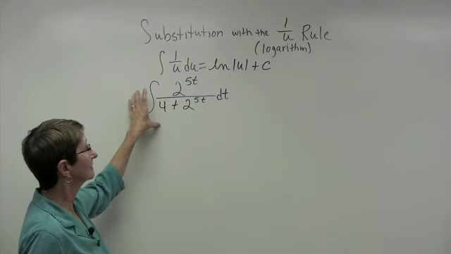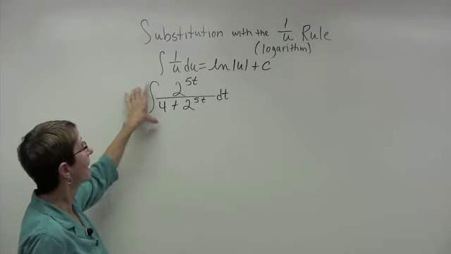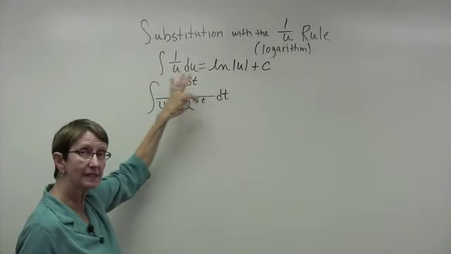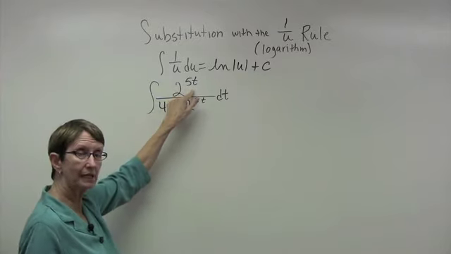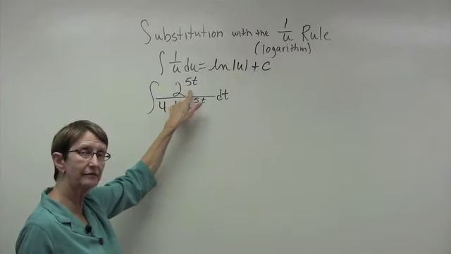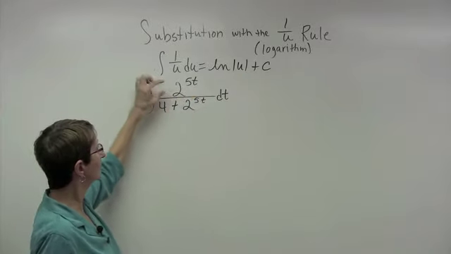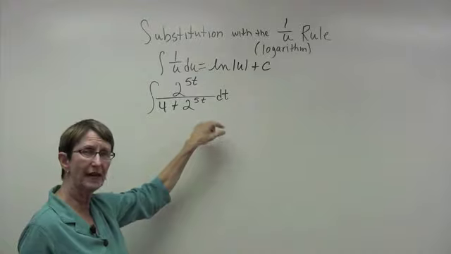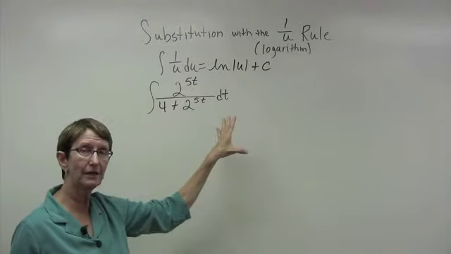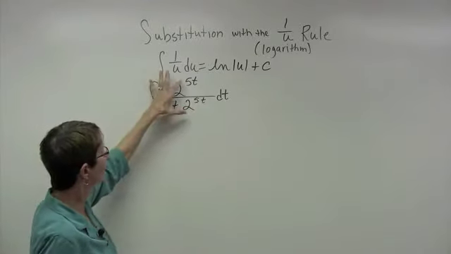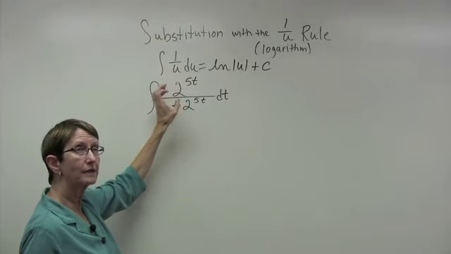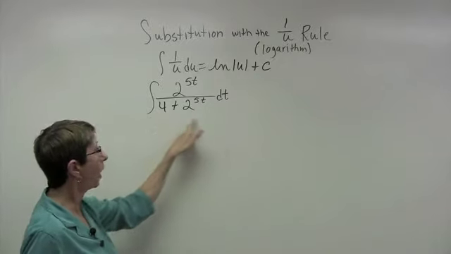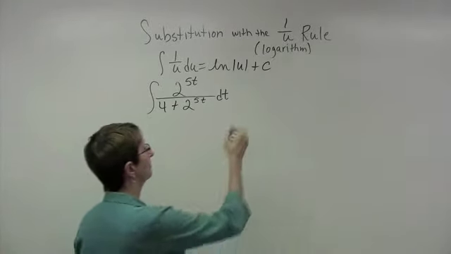Now we're going to look at a slightly more complicated version of a 1 over u problem. When you first look at this, though, if you see 2 to the 5t, you may think u is the exponent 5t. But if you do that, you're going to end up with a 2 to the u here, 4 plus 2 to the u there. It really makes it more complicated, so that's not what we're going to do. Whenever you have two of the same thing, you want to pick the one with the bigger piece to be your u. So we'll take the whole denominator to equal u.